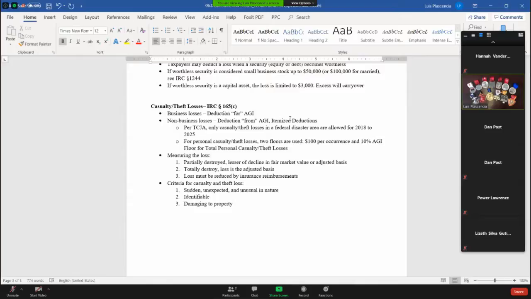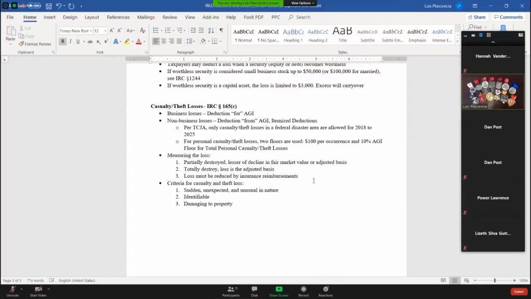Now, in terms of measuring the loss, it's the same for business as it is for non-business personal losses. If it's partially destroyed, it is the lesser of decline in fair market value or adjusted basis. That's for partially destroyed. If it's totally destroyed, then the amount of loss is your actual basis, your cost basis. That's the amount that you'll be able to deduct.